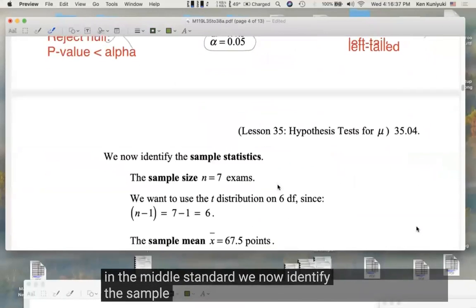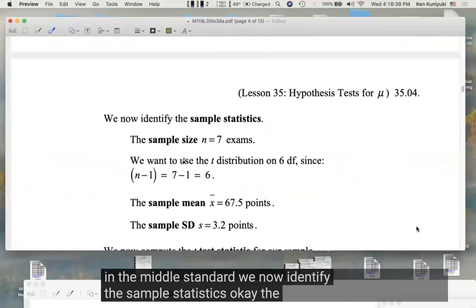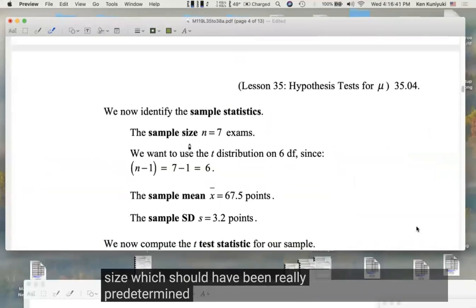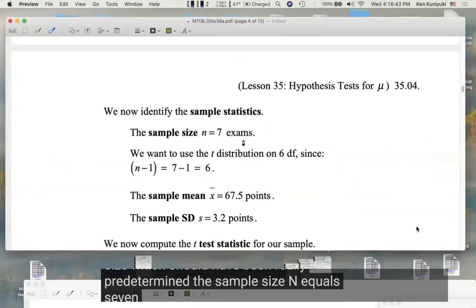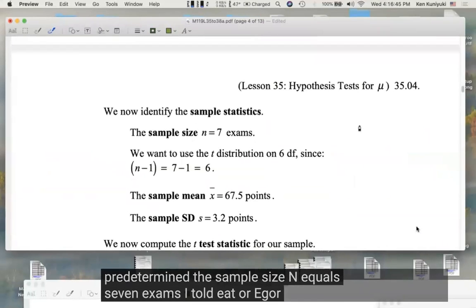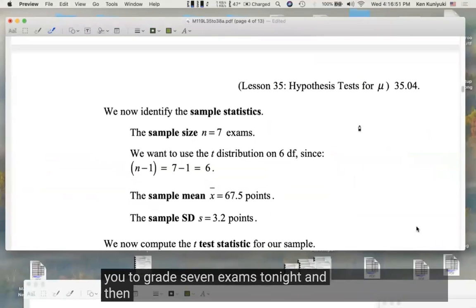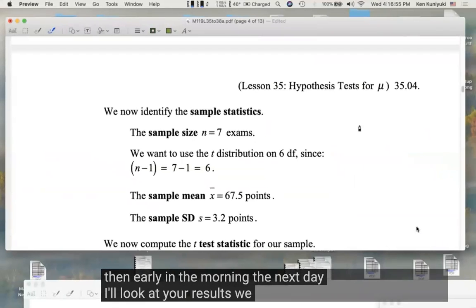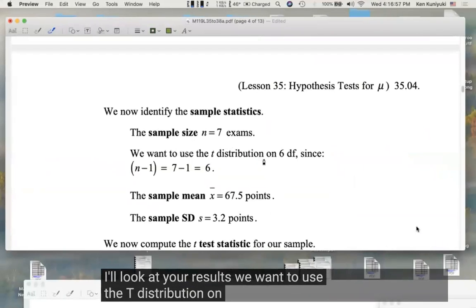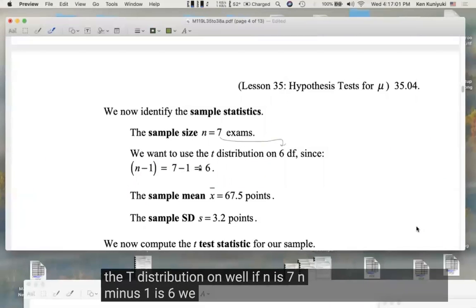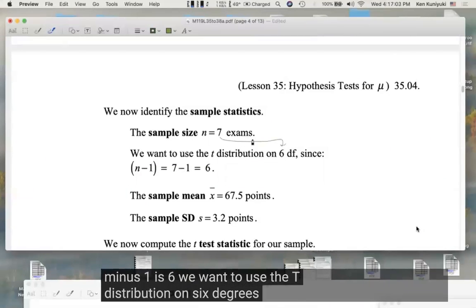We now identify the sample statistics. Okay, the sample size, which should have been really predetermined. The sample size n equals 7 exams. I told Igor, I want you to grade 7 exams tonight, and then early in the morning the next day, I'll look at your results. We want to use the t distribution on, well, if n is 7, n minus 1 is 6. We want to use the t distribution on 6 degrees of freedom.